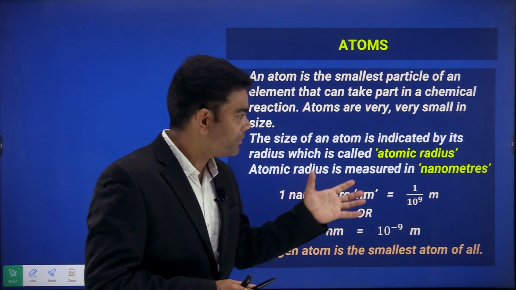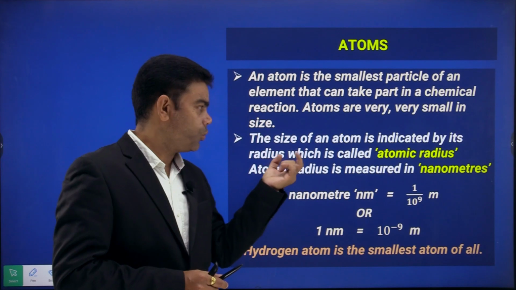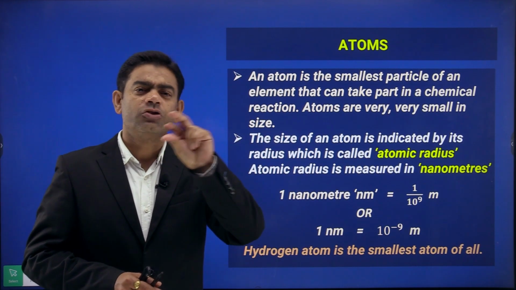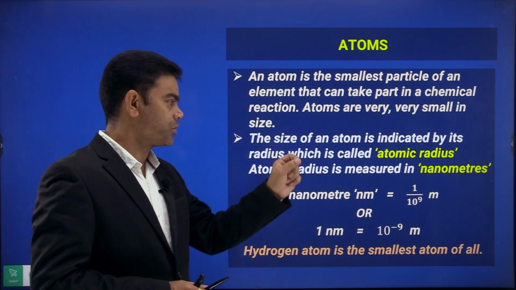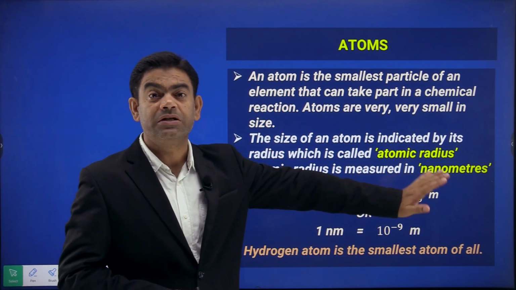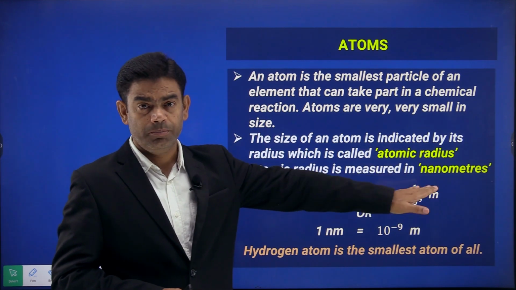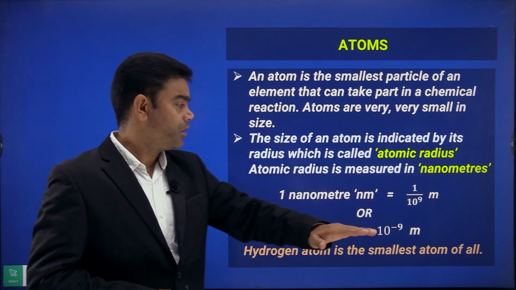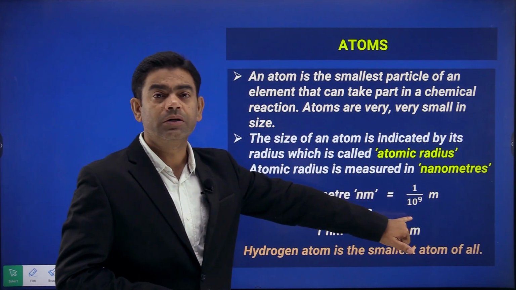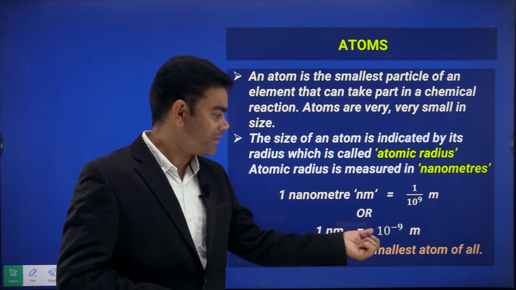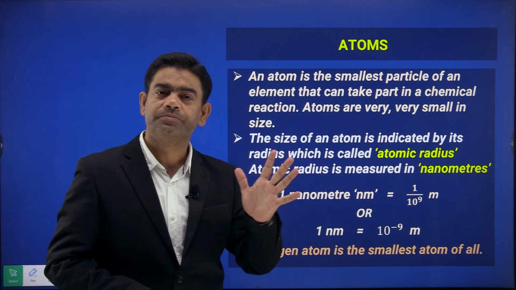The size of an atom is indicated by its radius, which is called atomic radius. Atom ko generally spherical shape leke chalte hain, to jo bhi uska radius hai, size ko hum radius se denote karte hain, and that is measured in nanometers. We have a unit called nanometers. How much is a nanometer? 1 upon 10 raised to power 9. This is nanometer. So 1 nanometer can be written as 10 raised to power minus 9 meter.